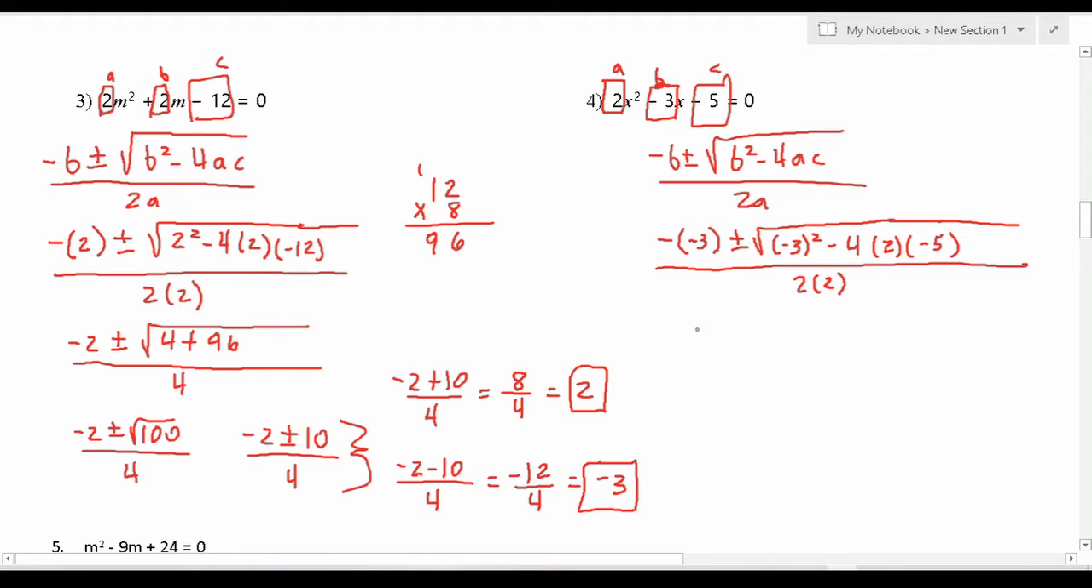Negative of negative 3 just becomes 3. Again, negative times negative is a positive. And again, let's work out what's under the radical. Negative 3 squared is 9. Again, we have a negative times a negative, which becomes positive. Negative 4 times negative 5 is going to be positive 20. 20 times 2 will give you 40. So this is going to be plus 40 all over 2 times 2, which is 4.